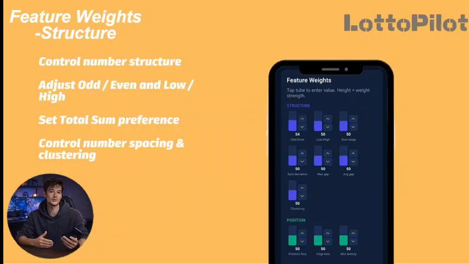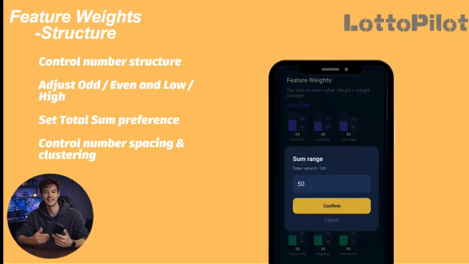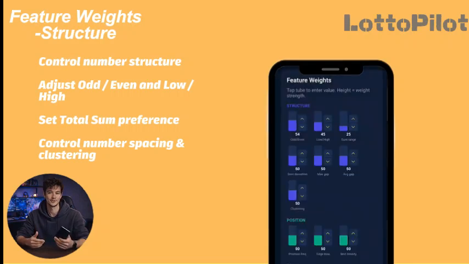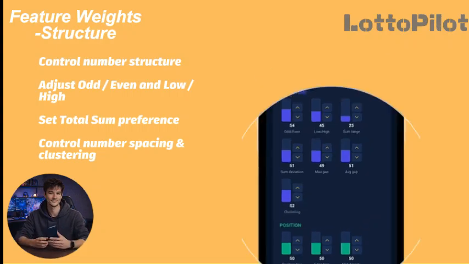You can adjust the odd-even ratio, deciding whether the strategy prefers more odd numbers or more even numbers. The low-high setting controls whether the system prefers smaller numbers or larger numbers. The sum range controls the total value of the numbers in a ticket, pushing the combination toward a higher or lower total sum. You can also control the spacing between numbers. The maximum gap and average gap determine how spread out the numbers are. And clustering controls whether numbers tend to appear closer together or more evenly distributed.